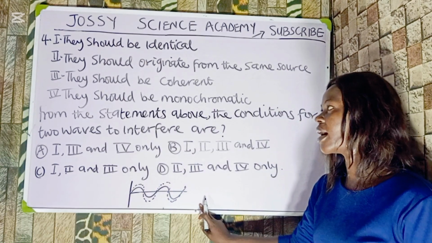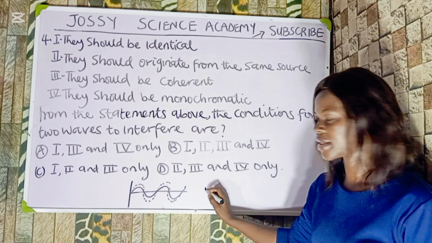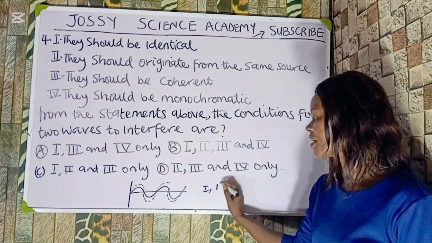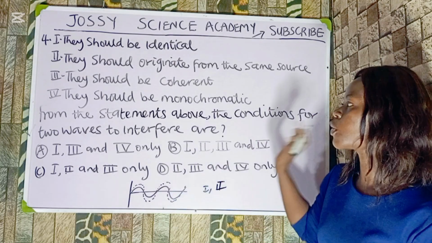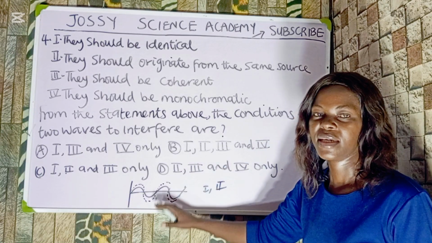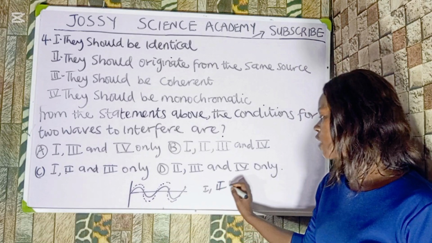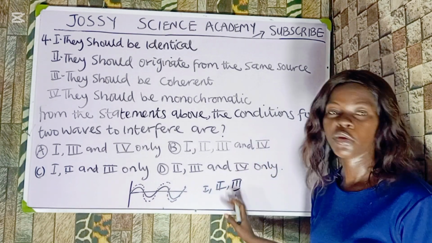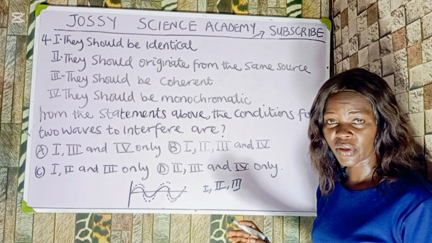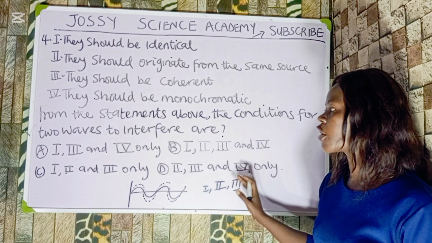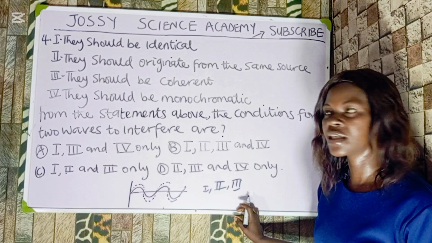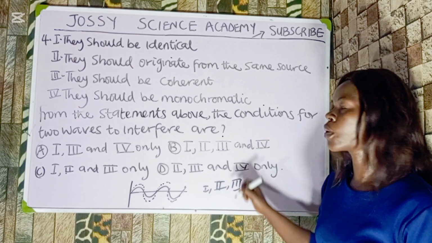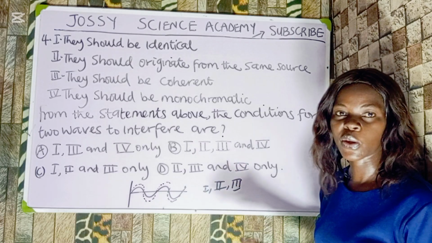Okay, so the conditions are they must be identical. Yes, that will go. They must originate from the same source, which is this. Yes, that will go. They must be coherent. They are moving in the same order. They have the same amplitude and frequency. That will also go. All right, they should be monochromatic. No, they cannot be monochromatic because they're not light waves. Okay, so all of these, the correct option to this question is option what? C, which is they should be identical, they should originate from the same source, they should be coherent. So the correct option is option C.